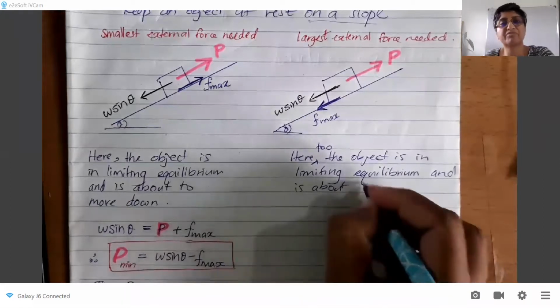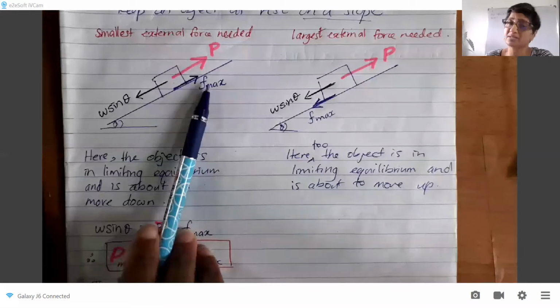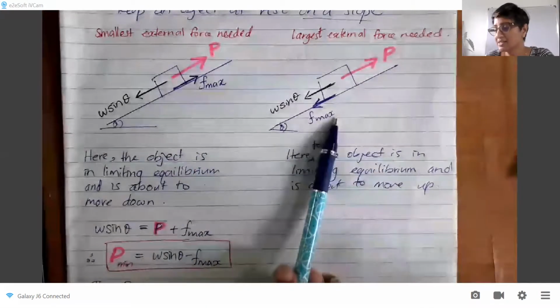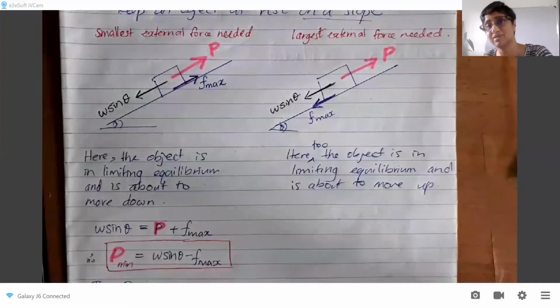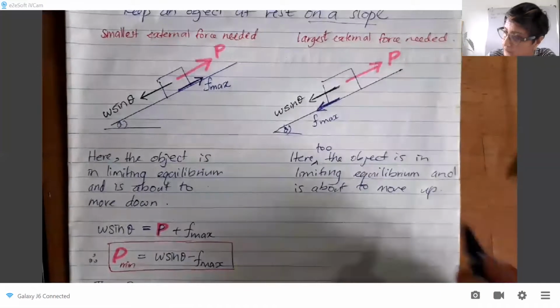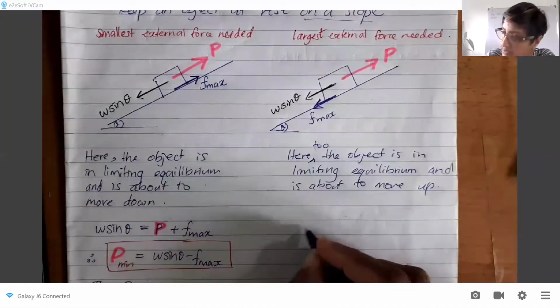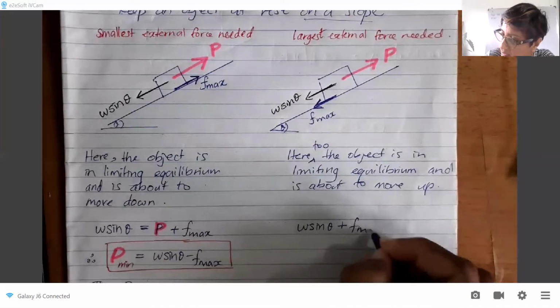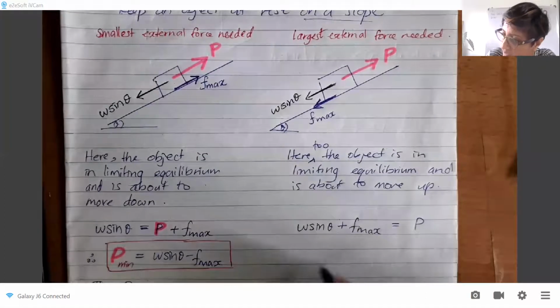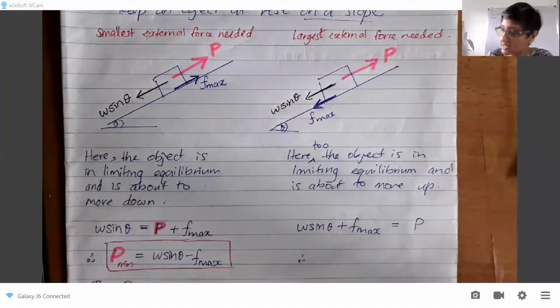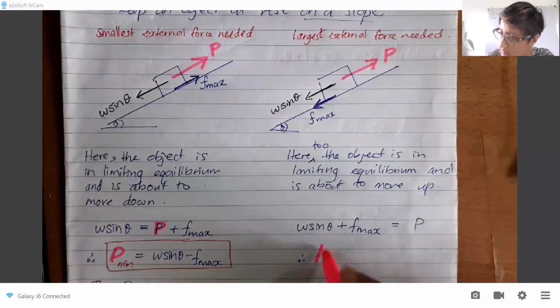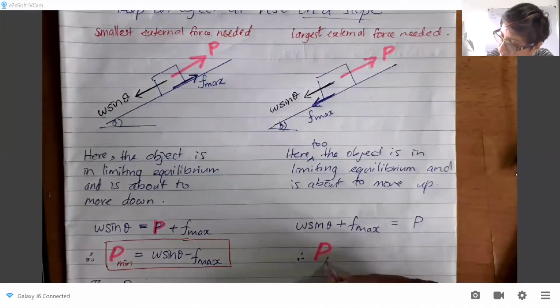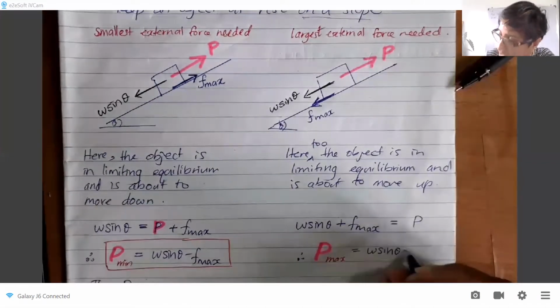That's by looking at the direction of friction. Here friction is acting up, meaning it's trying to move down. Here friction is acting down because it's trying to move up. It's about to go up. But forces are balanced. So here W sine theta plus F max is equal to P. Therefore P max, the maximum P, is W sine theta plus F max.